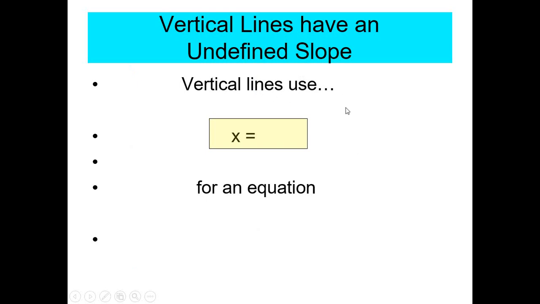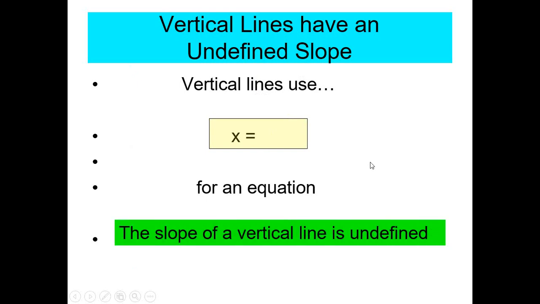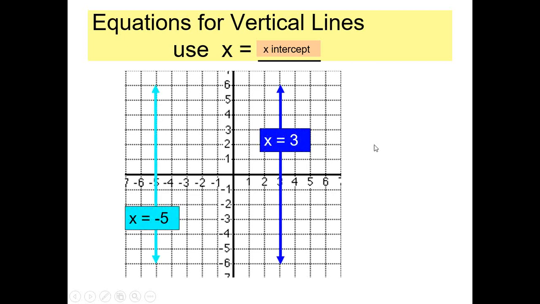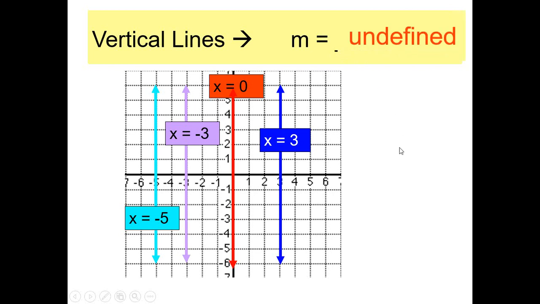Next, vertical lines have an undefined slope. Undefined, you remember that? And it's the only one that says x equals. It's where it crosses the x-axis. So the slope of a vertical line is undefined, and you use x equals the x-intercept. Wherever it crosses the x-axis is what the equation is. So you say x equals -5, x equals 3, x equals -3, x is equal to 0. It's the only one that has an x, and it's vertical. Undefined slope.